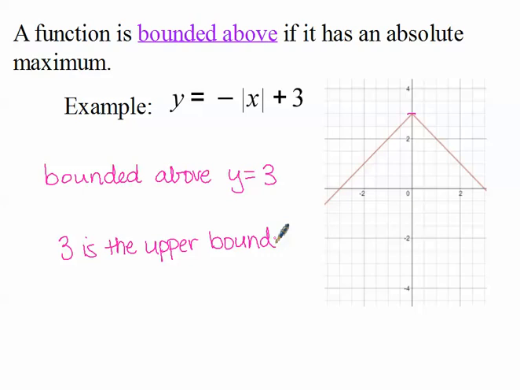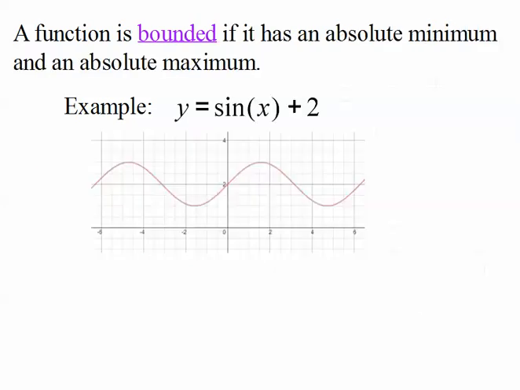Okay, so bounded below, it never goes below that value. That's where the absolute min occurs. Bounded above never goes above that value. That's where we see an absolute maximum. So what does it mean for a function then to be bounded? A function is bounded if it has both an absolute minimum and an absolute maximum. We typically are going to be seeing this in our sine and cosine functions, where we can see that the behavior of the graph is trapped between 2 y values, and it never goes outside of those 2 y values.